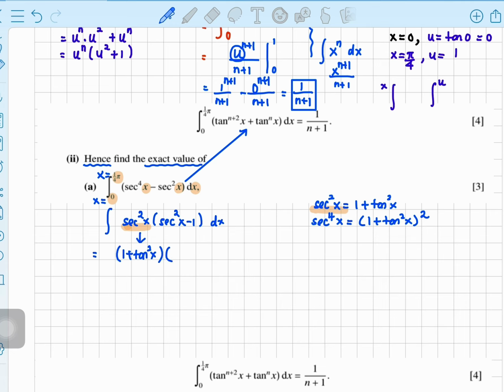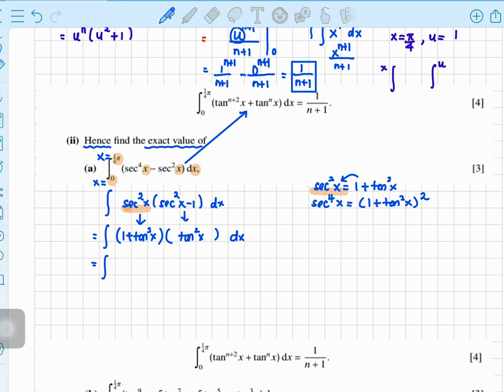The first one is done. Now I'm going to do the next one. Secant squared x minus 1 is just tangent squared x dx. An expansion will help you to get the form in part 1. I expand. I think this should be quite manageable for you.